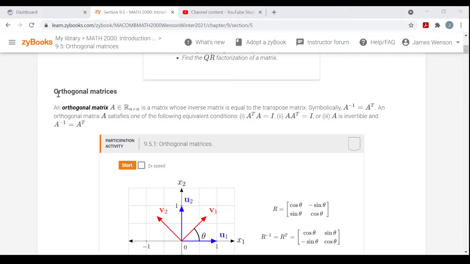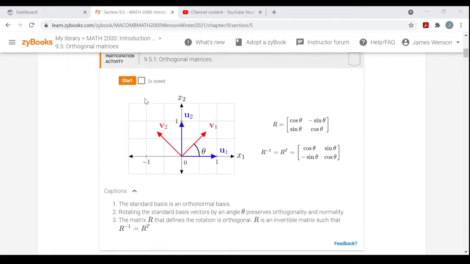So the first part of the section is on these things called orthogonal matrices. An orthogonal matrix A is n by n. Notice that square matrices are the only ones that can be orthogonal. It's a matrix whose inverse is equal to its transpose. As they mentioned up top in the summary, A inverse is equal to A transpose. So an orthogonal matrix A satisfies the following conditions: if you multiply the matrix by its transpose on either the left or the right, you'll get the identity matrix. That's what it means to be an inverse.